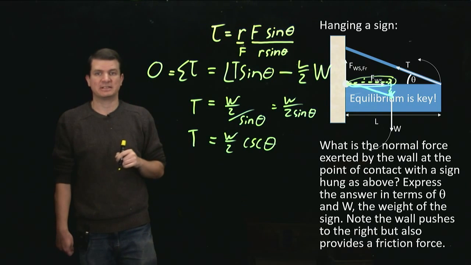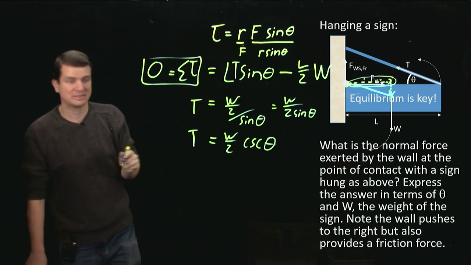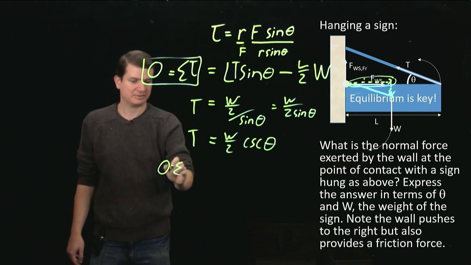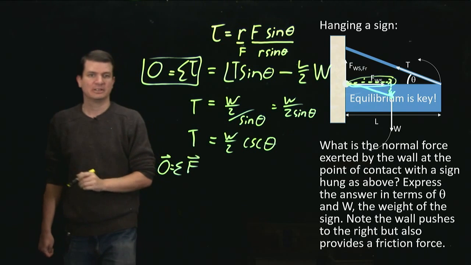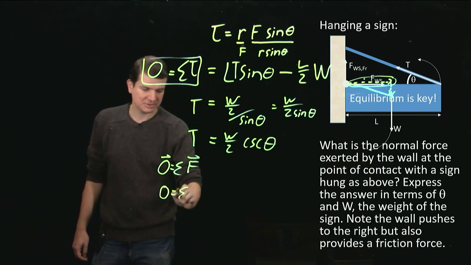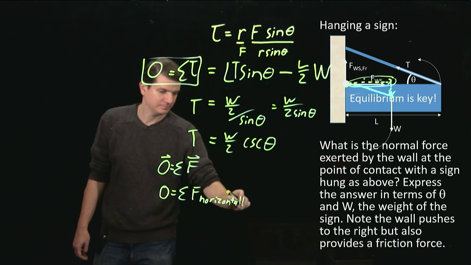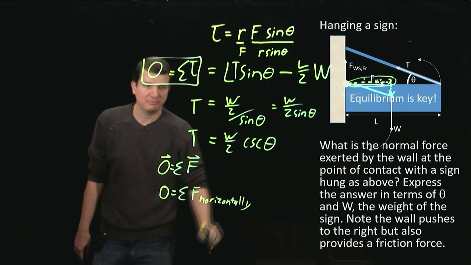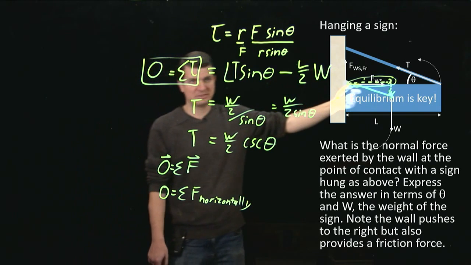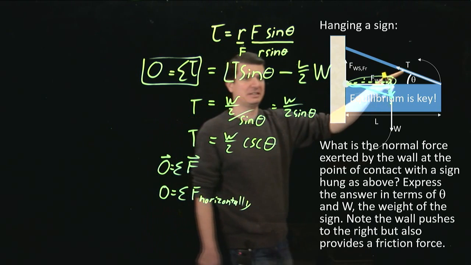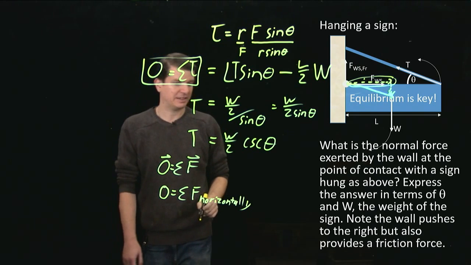And here's where translational equilibrium comes into play. So this was rotational equilibrium. Translational equilibrium is the same statement, but for the sum of the forces. And of course, this is actually a vectorial equation. So it really means that 0 is equal to the sum of the forces horizontally and similarly vertically. But horizontal is all I care about, because the normal force exactly opposes the horizontal component of this tension force. So this tension force has a horizontal component. The normal force is equal and opposite to that.